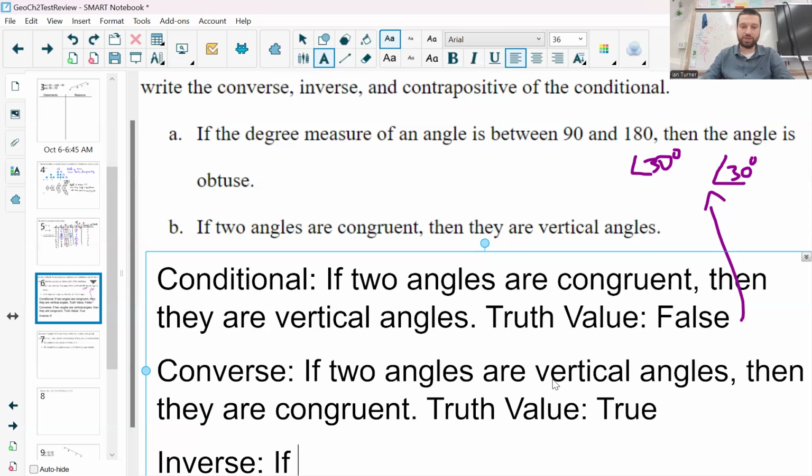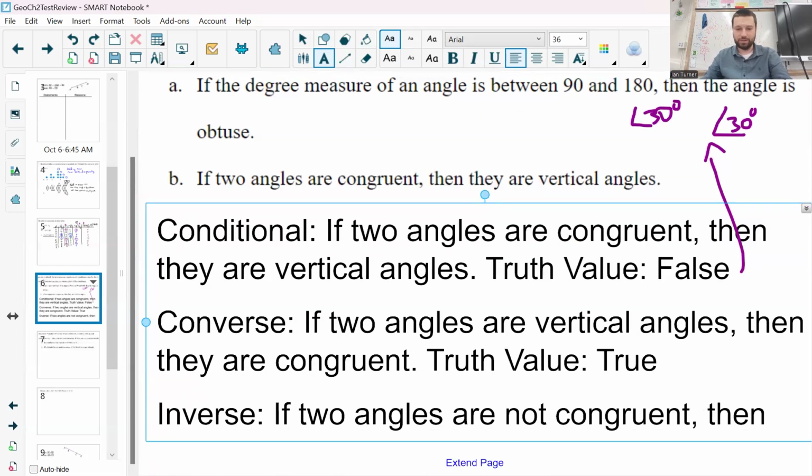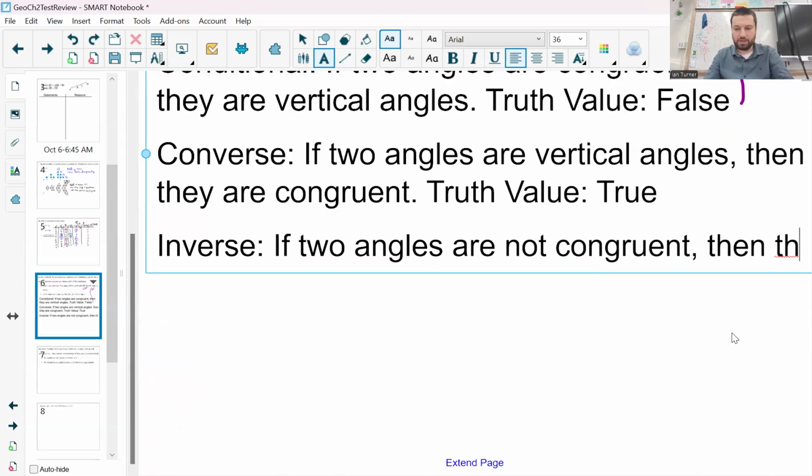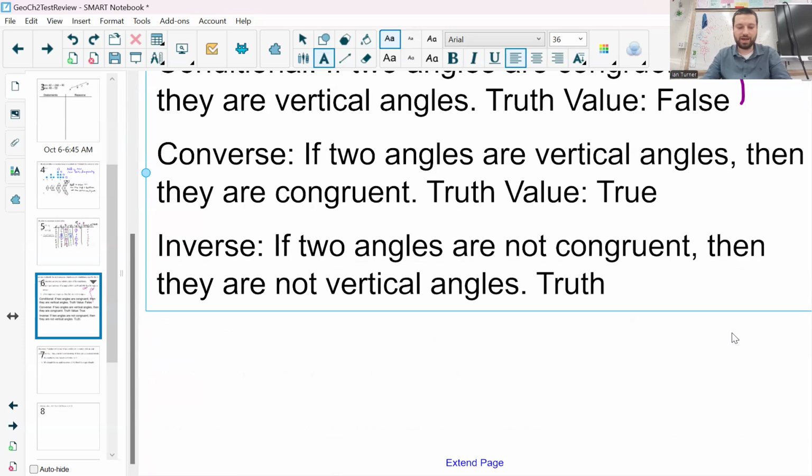The inverse, okay? We take the original conditional and we negate it. If two angles are not congruent, then they are not vertical. This would also be true, right? Because we know vertical angles have to be congruent. We know two angles aren't congruent, then they can't be vertical, okay?